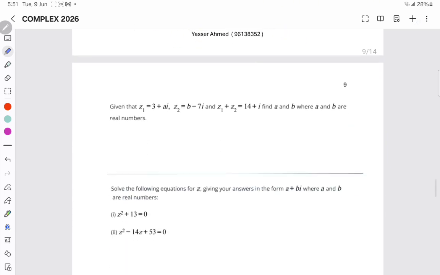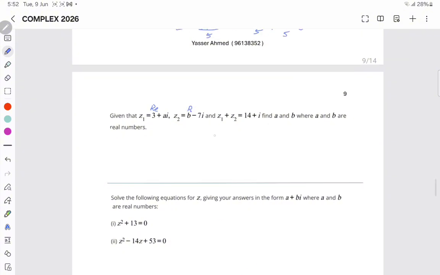And next one, z1 equal 3 plus ai, z2 equal b minus 7i. The adding equal that value. Find the value of a and b. So we're just adding z1 and z2, real with real. 3 plus the real here is b. So it will be 3 plus b as a real inside bracket, plus we take i as a common factor. We're adding imaginary with imaginary. The imaginary here, it will be a. The imaginary here, it will be negative 7. And we take i common factor outside. It's equal 14 plus i.